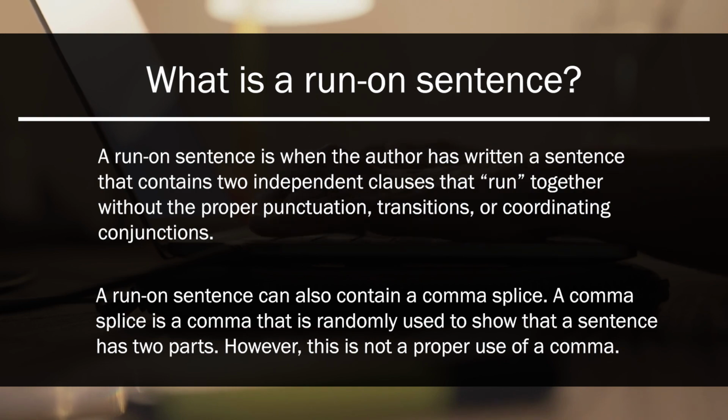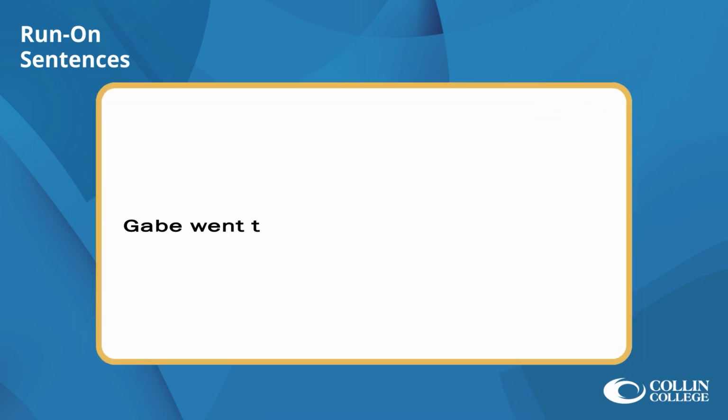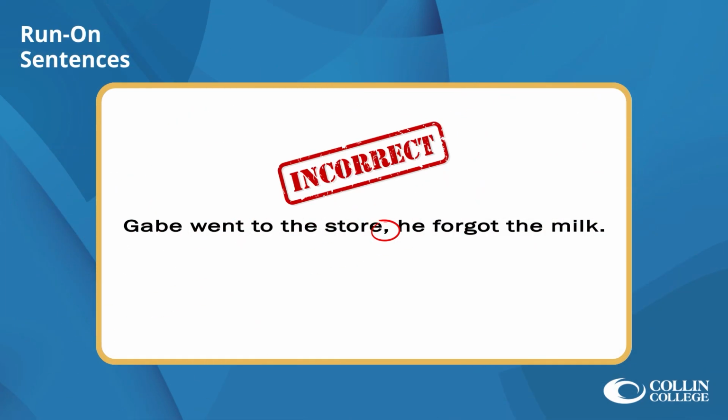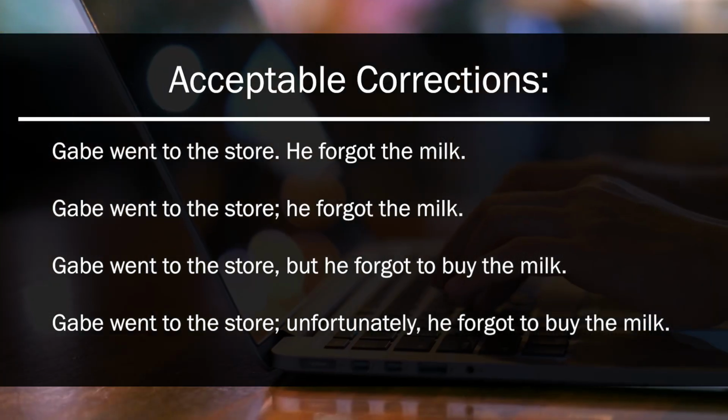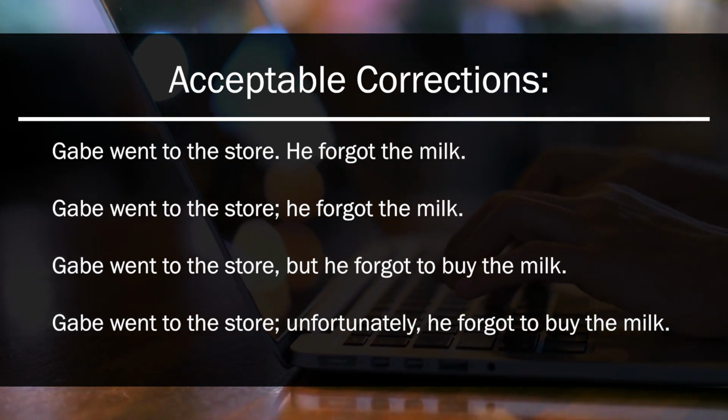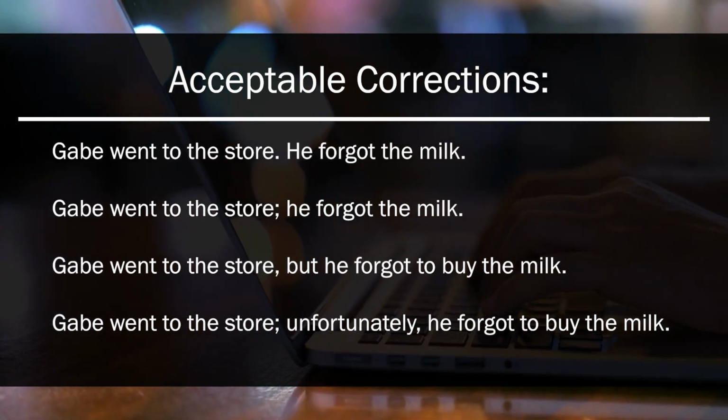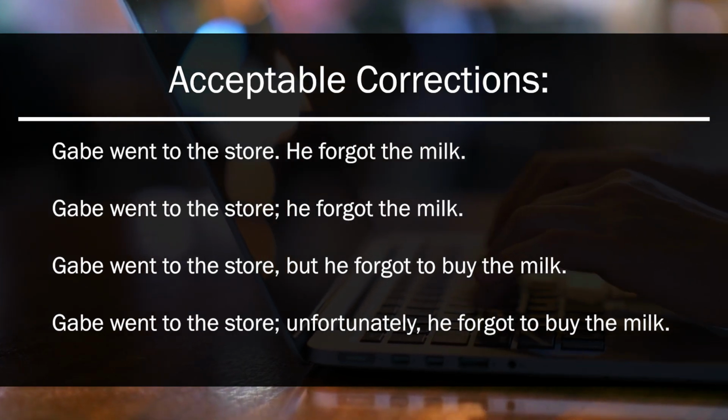How do we correct run-on sentences? Let's take, for example, the sentence that states, Gabe went to the store, comma, he forgot the milk. Incorrect run-on. Acceptable corrections for this sentence are, Gabe went to the store, period, he forgot the milk. Gabe went to the store, semicolon, he forgot the milk. Gabe went to the store, comma, but he forgot to buy the milk. And last but not least, Gabe went to the store, semicolon, unfortunately, comma, he forgot to buy the milk.